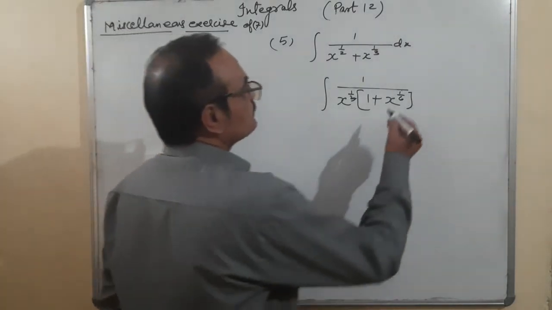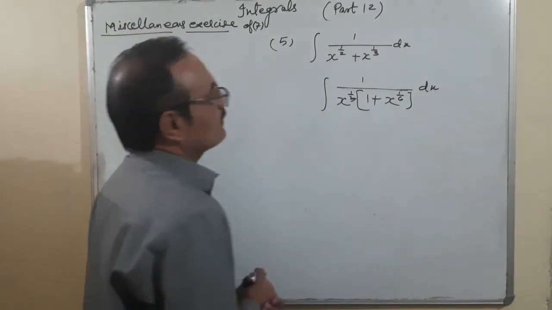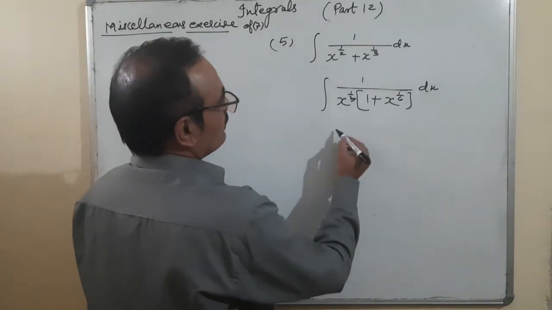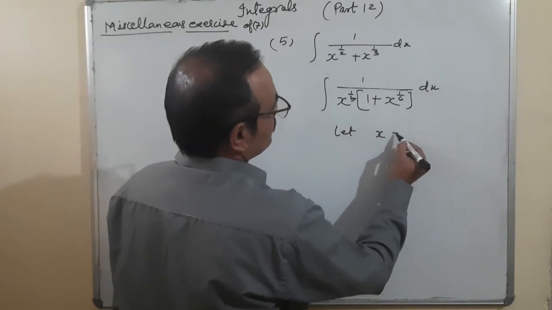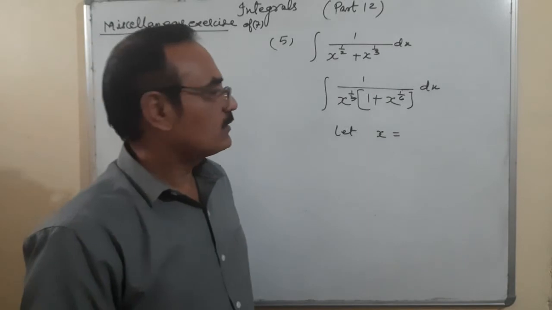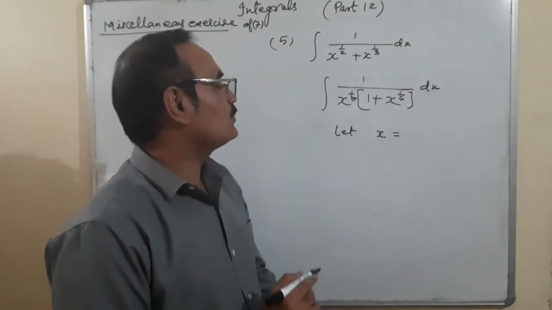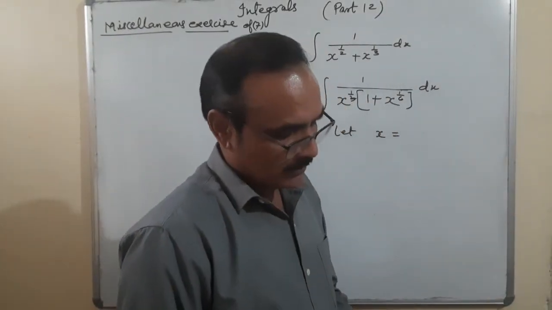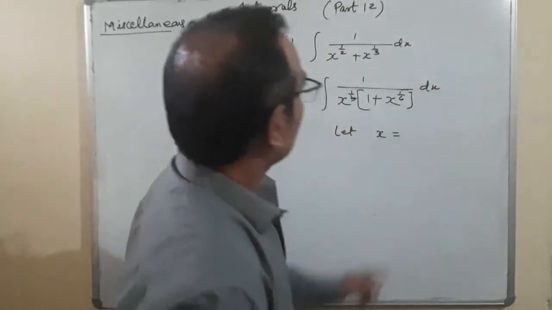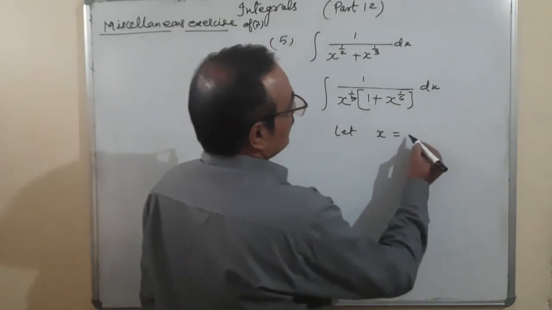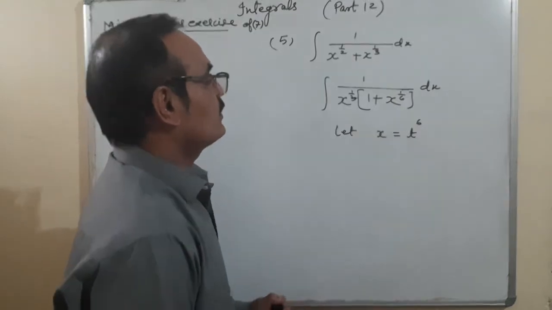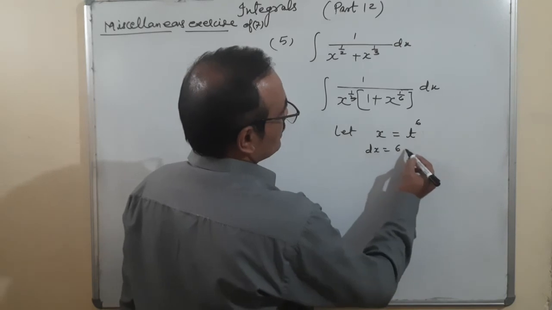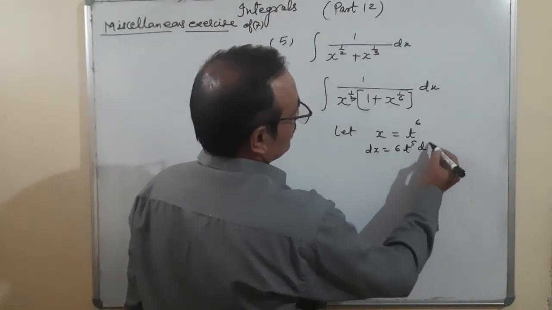And dx. Now let us take x is equal to, what should I take x is equal to? I'll take t to the power 6. Okay, x is equal to t to the power 6. Why is it 6? Because 1 by 6 is here. So let x is equal to t to the power 6. Only then it will be solved. Differentiate with respect to x. dx is equal to 6t to the power 5 dt.